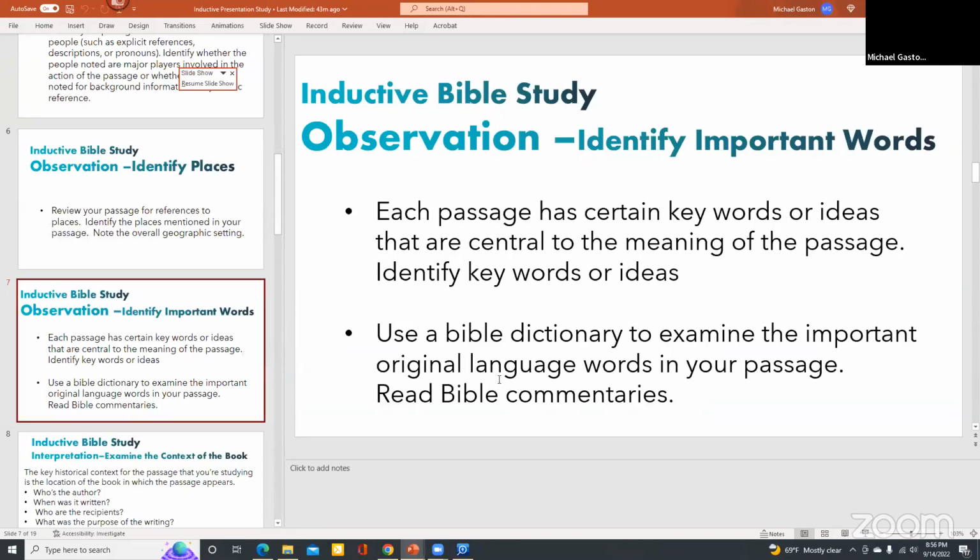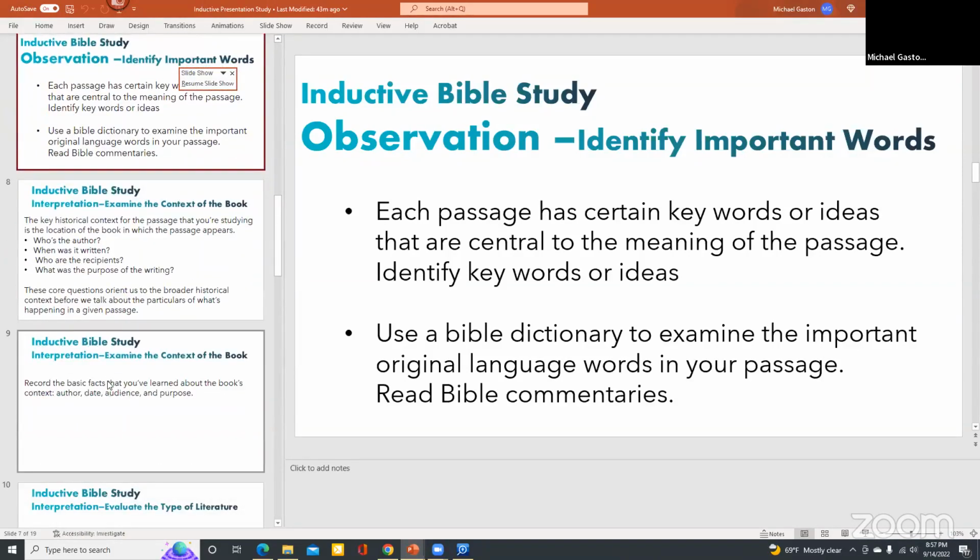You want to use a Bible dictionary to examine important original language words in your passage. And like I said, we just mentioned reading commentaries, and you can do that free online. Just type in Bible commentary and a bunch of them come up, and then you can find which particular book you want to use.